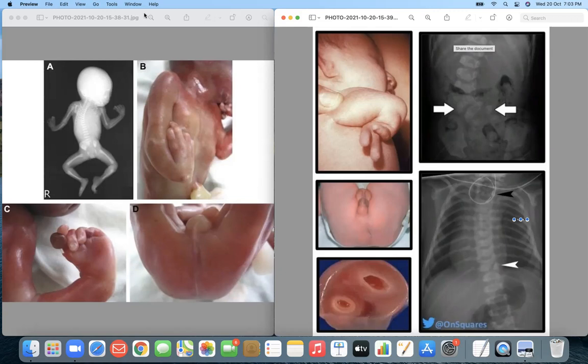VACTERL is also associated with hydrocephalus, but I did not know if I was right or not, so I did not tell this one. Hydrocephalus, VACTERL association, yes, others are there too. I did not say it because I was thinking maybe it is wrong. Other anomalies are there, but we have to follow the VACTERL components as the most common. Don't go deeper into more difficult ones.